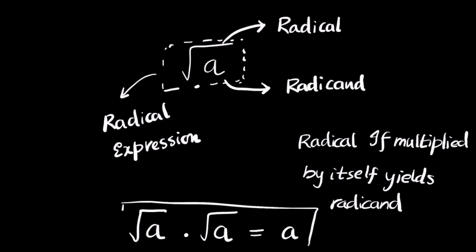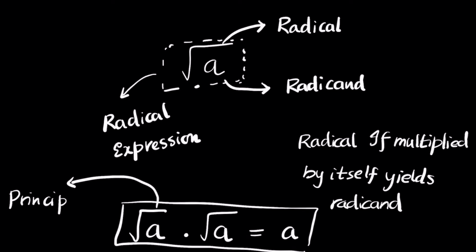This value, root a, is called the principal square root. So this principal square root is determined by the value of the radicand. Now let's take a simple example of finding radicals of different values.